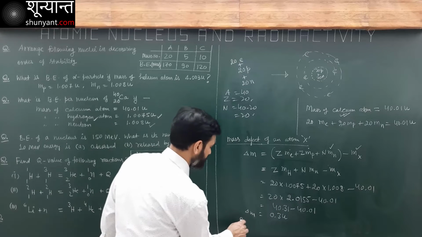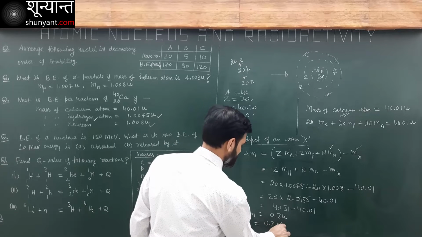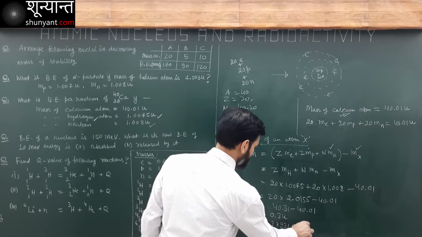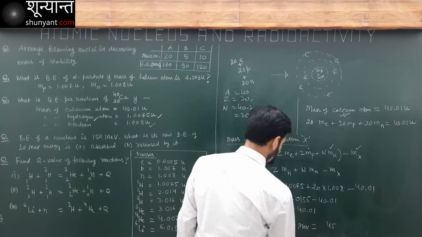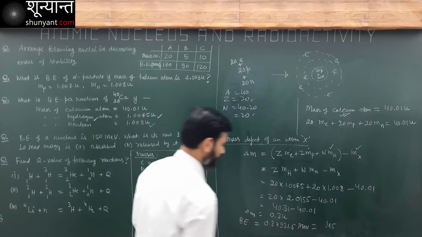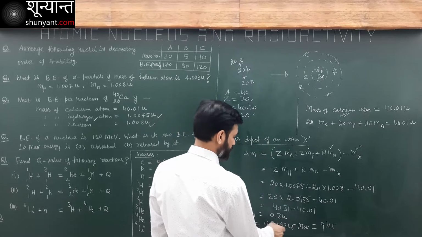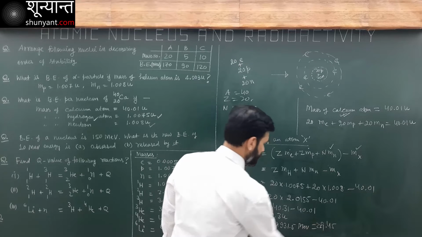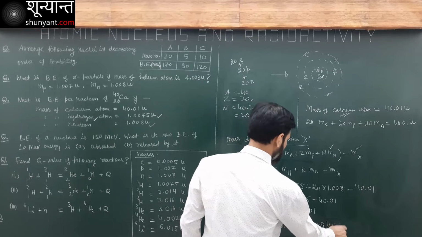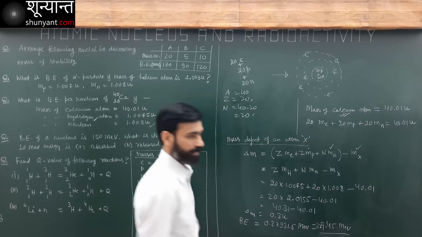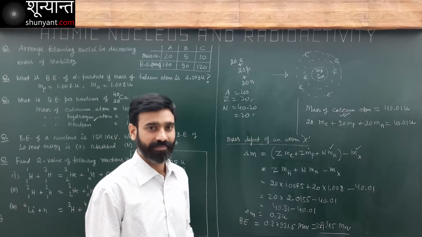So binding energy will be equal to 0.3 times 931.5 mega electron volt. This will be 4, 5, 9 and 27, so 279.45 million electron volt. What is this? This is binding energy of calcium.